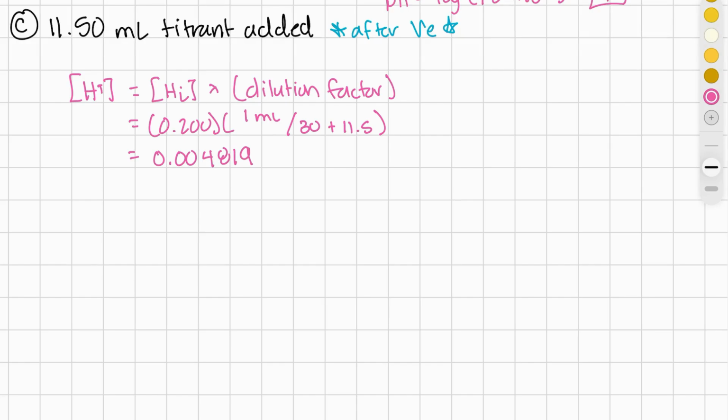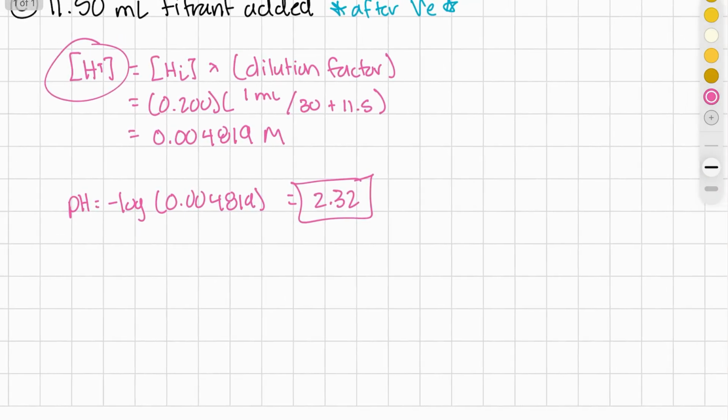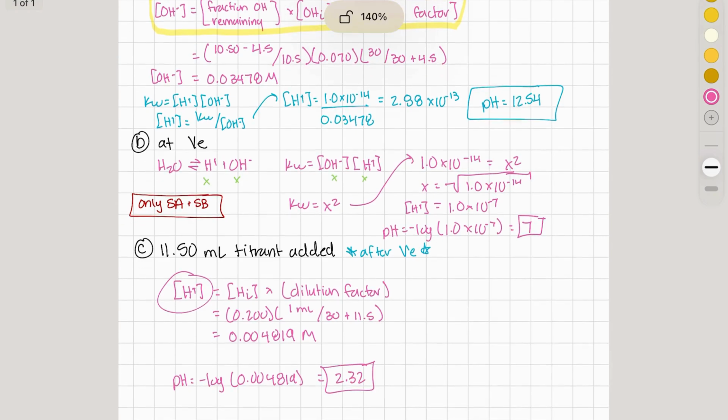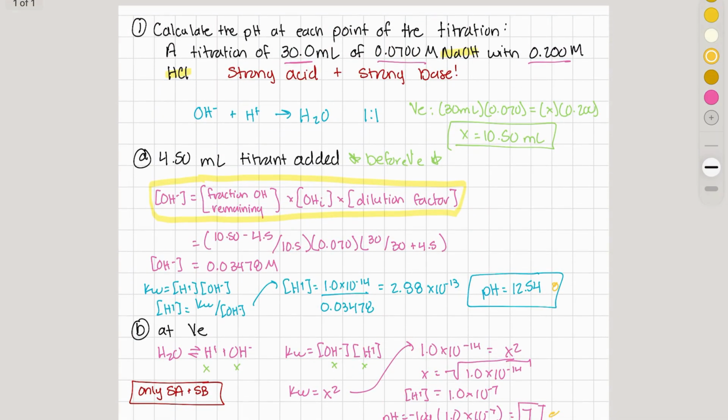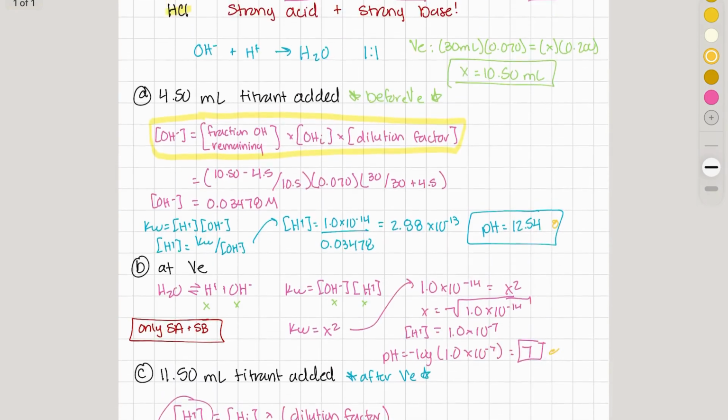0.004819 molar. And from there, since we are already finding H+, we can just plug this into the pH. So pH equals the negative log of 0.004819, which equals 2.32. And then if we look at the values of our pH, we can see that they are going down as the titration goes on, which makes sense because initially we have a solution of this strong base and we're adding that strong acid to it. So that solution should get more acidic.